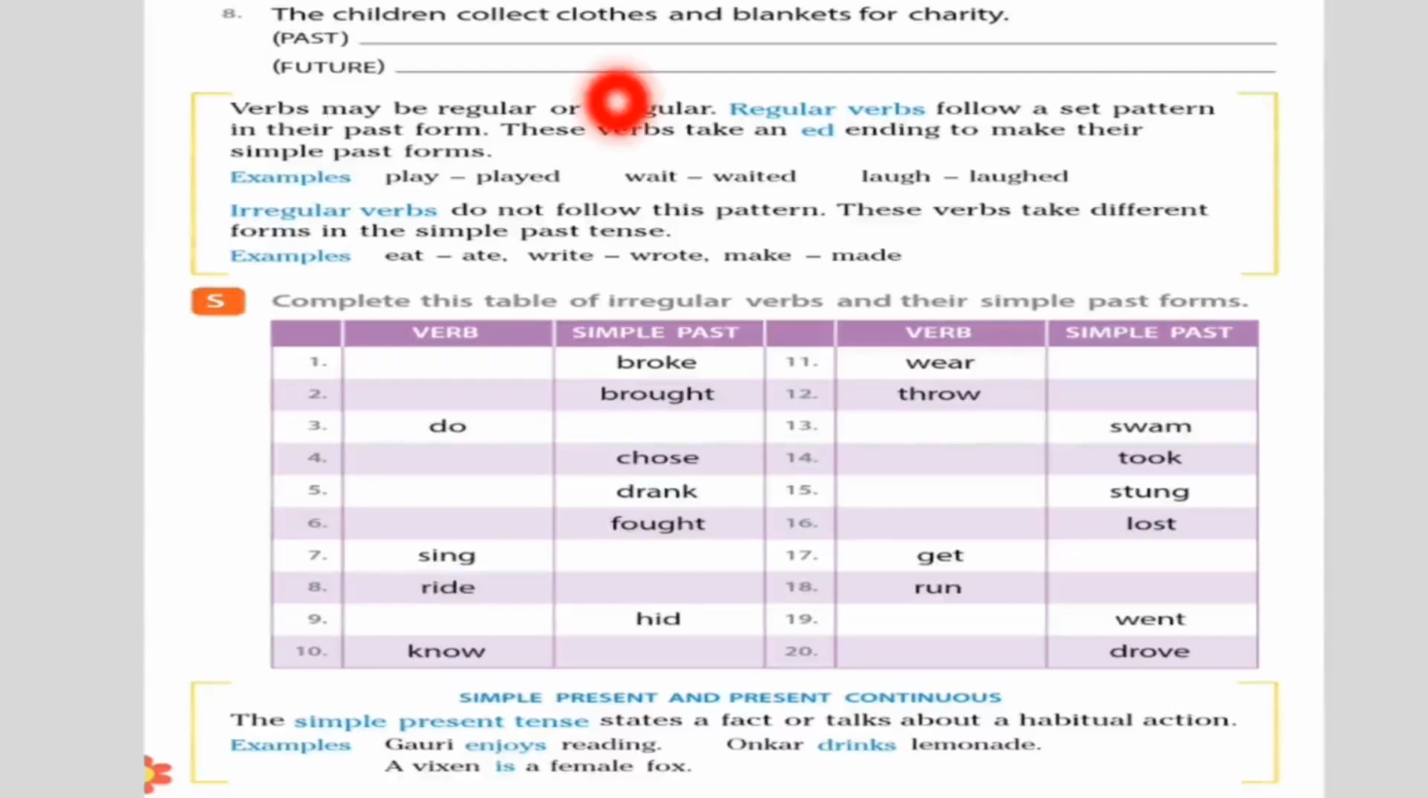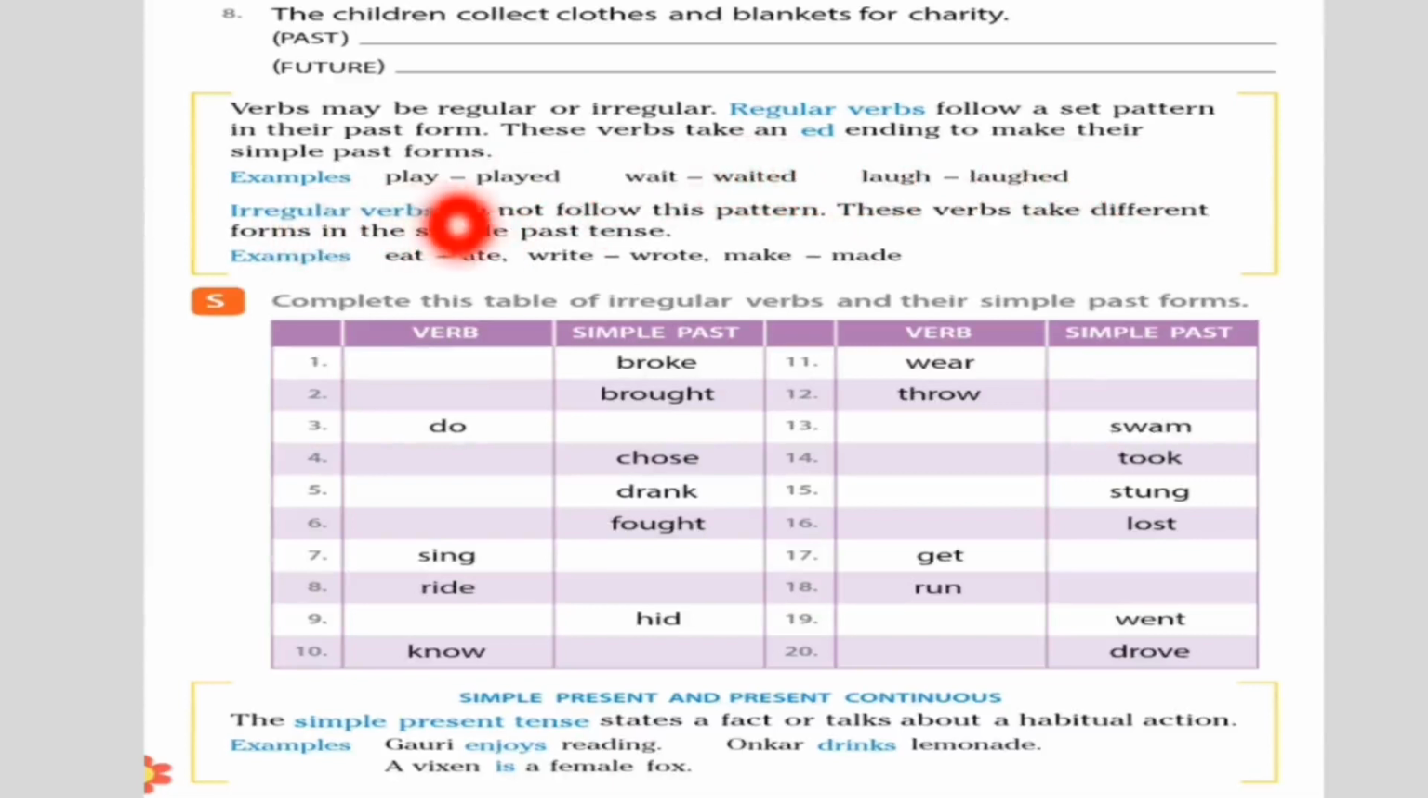Dear children, before starting the topic tenses, let us see another type of verb. The verbs can be either regular verbs or irregular verbs. Regular verbs follow a set pattern in their past form. These verbs take an ed ending to make their simple past forms.